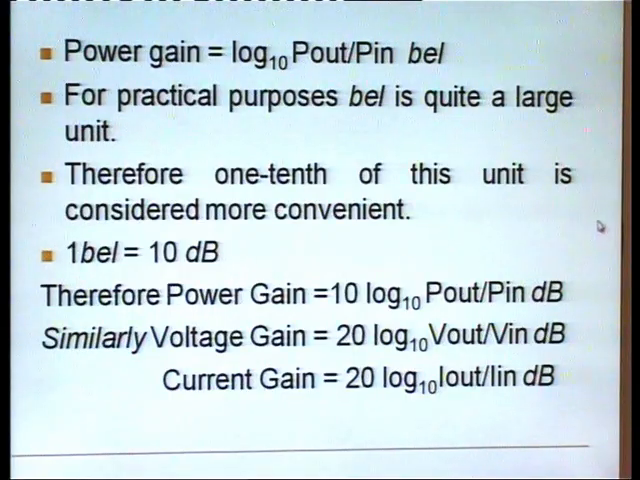In log, the square term gets multiplied in, that is, it will be 2 into 10 log10 Vout by Vin. So it will appear as 20 log10 Vout by Vin decibel. Similarly for current, it will be 2 into 10 log10 Iout by Iin decibel, that will be 20 log10 Iout by Iin decibel.